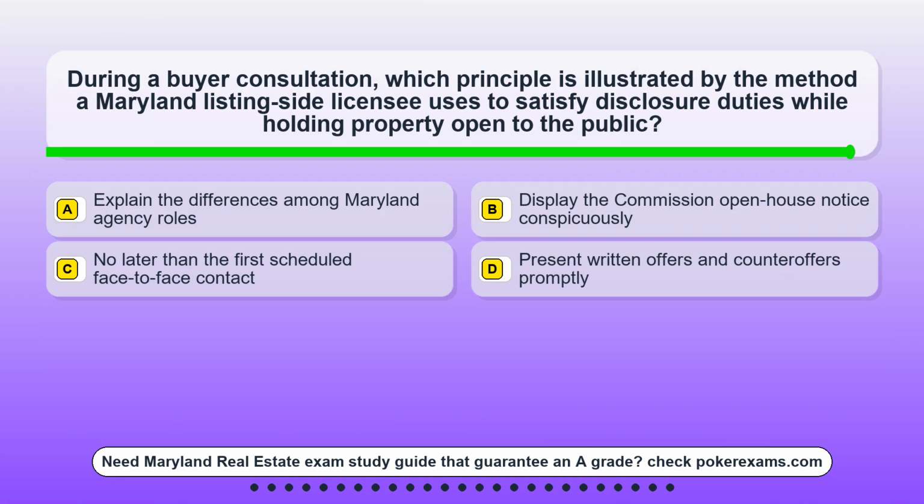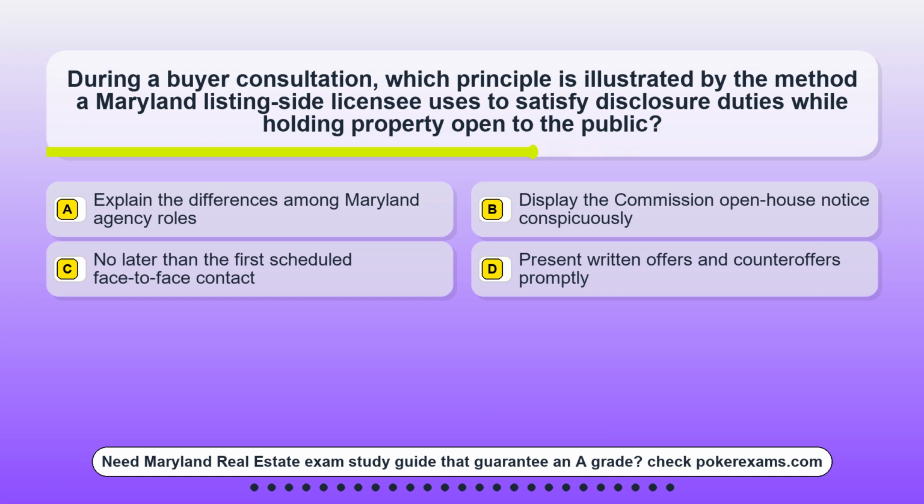Question 21. During a buyer consultation, which principle is illustrated by the method a Maryland listing-side licensee uses to satisfy disclosure duties while holding property open to the public? Option A, explain the differences among Maryland agency roles. Option B, display the commission open-house notice conspicuously. Option C, no later than the first scheduled face-to-face contact. Option D, present written offers and counteroffers promptly.